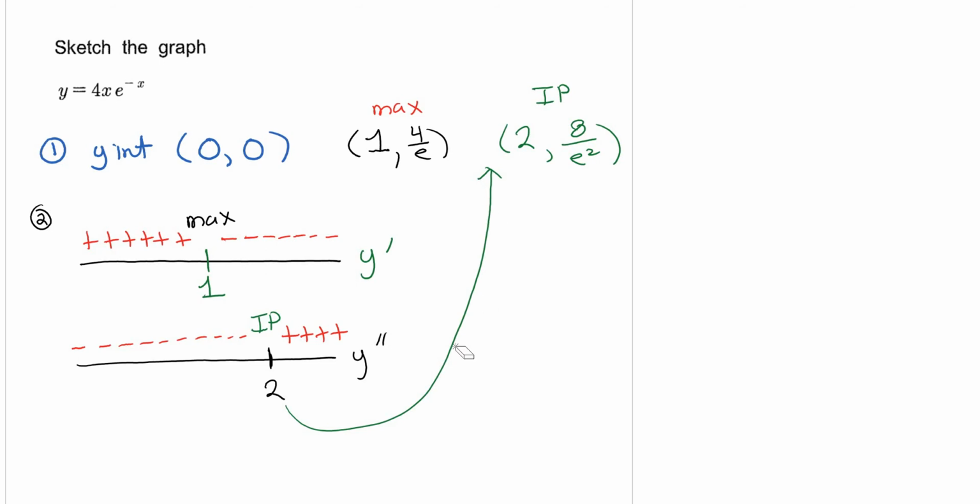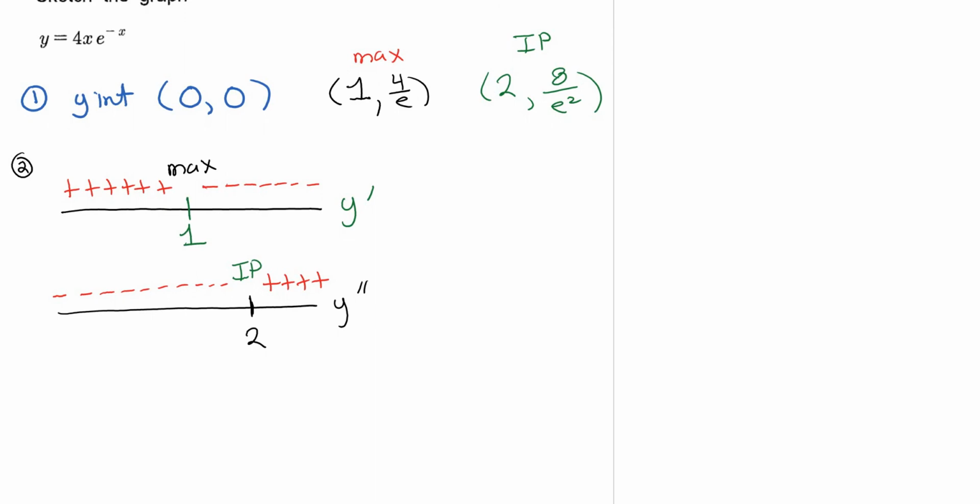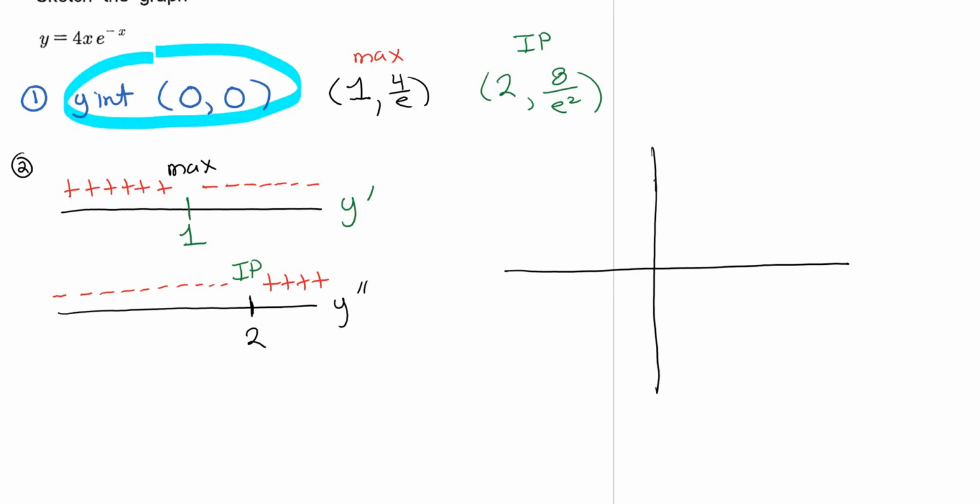Okay, so if we're given this information here, the goal is how can I take all of this and produce a general sketch of the graph. Okay, so let's go ahead and draw the xy axes here. And step number 1 is let's go ahead and plot the y-intercept. That one's probably the easiest thing to do. So the y-intercept is right there. And then after that, let's go ahead and plot the maximum point here, which is (1, 4/e).